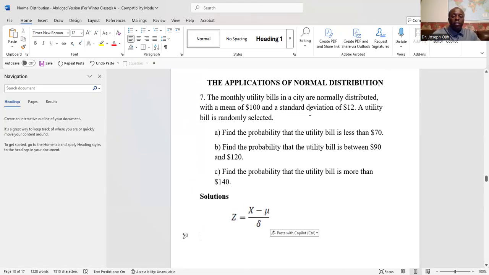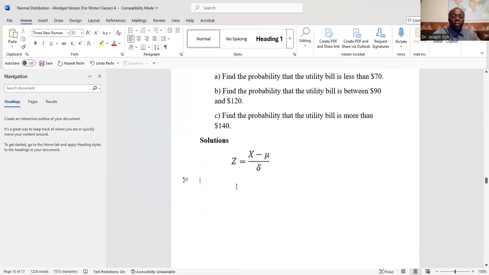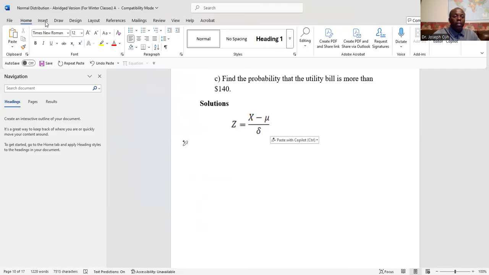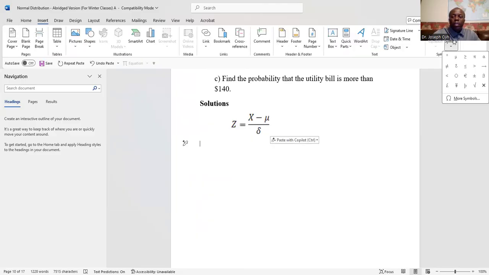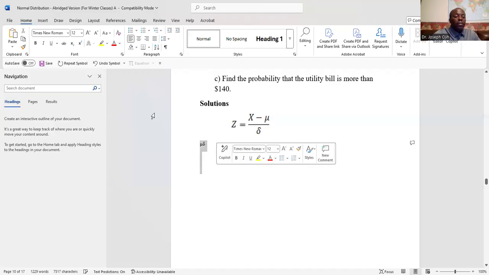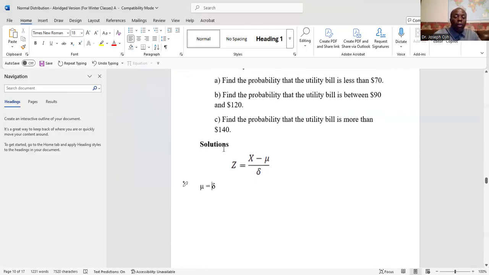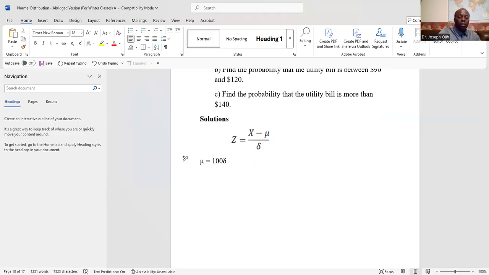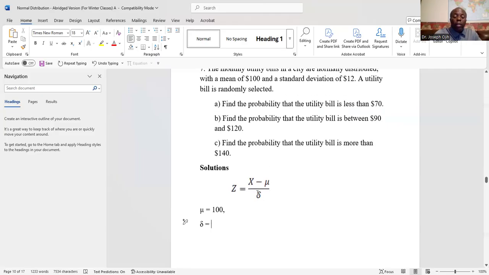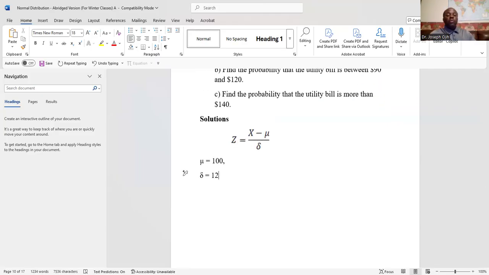So first of all, I said that the mean is $100. The symbol for the mean. Okay. Mean. And then I need the symbol for standard deviation. We need these two. Okay. The mean equals $100, and then standard deviation equals $12. So these two we'll be using for each of these questions.